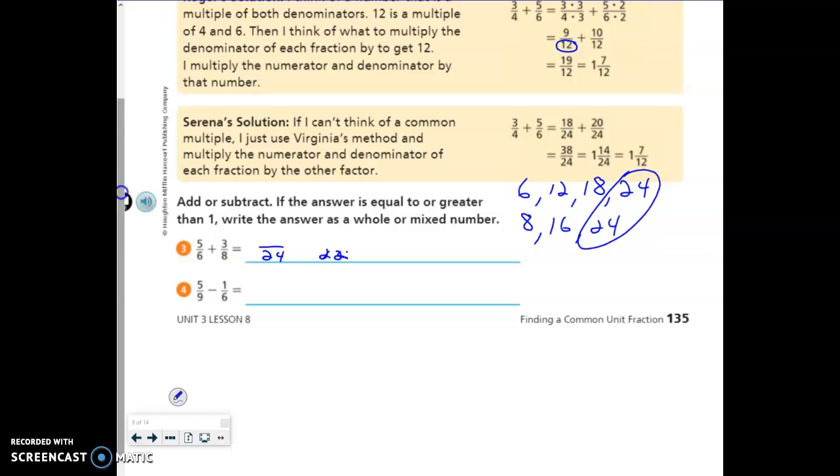Oops, not a 12, 24. Change this out here. I could make it 48. If I go with Serena's method, I could make it 48, but that's something where I have to do more work on the back end.